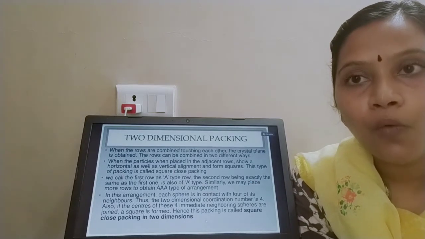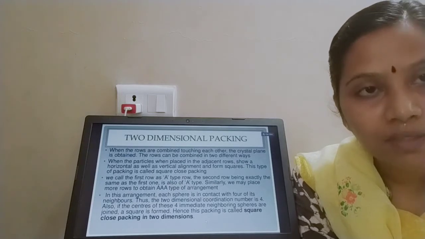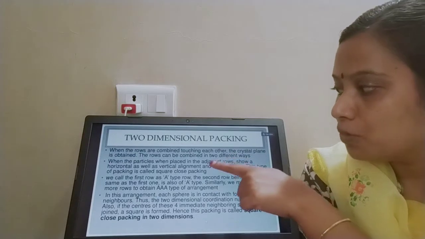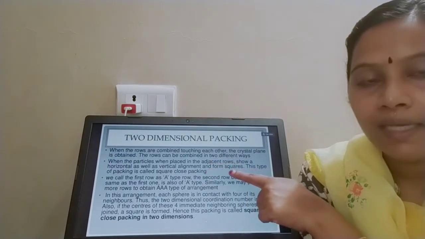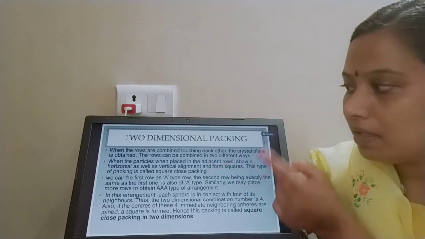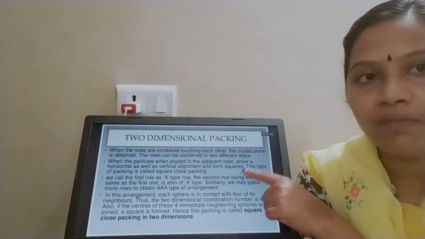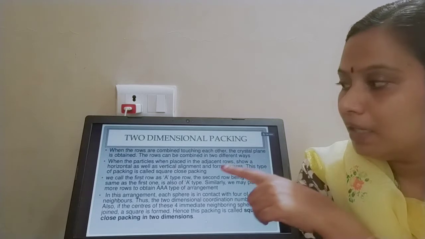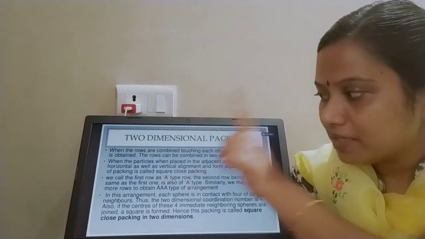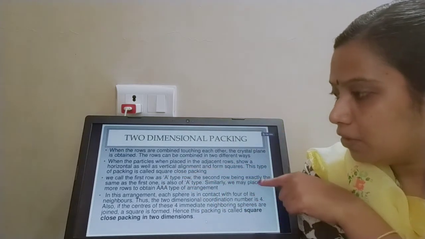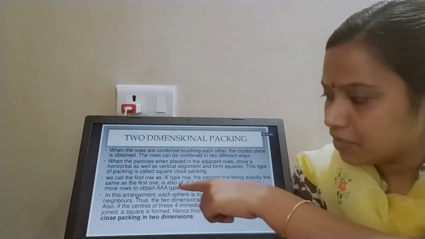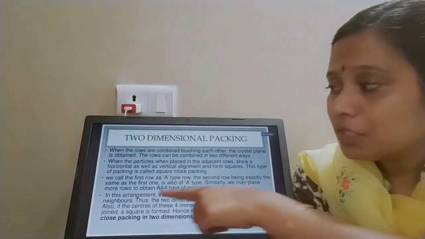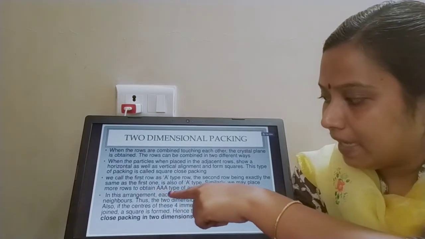So, how will I arrange rows? There are various ways. The first way is to place adjacent rows. In that case, with either horizontal or vertical alignment, they will be forming a square. This is called square close packing. Now I am going to call the first row A type. The second row is exactly the same as the first one, so that is also A type. Similarly, I can place more rows like this, A type of arrangement.